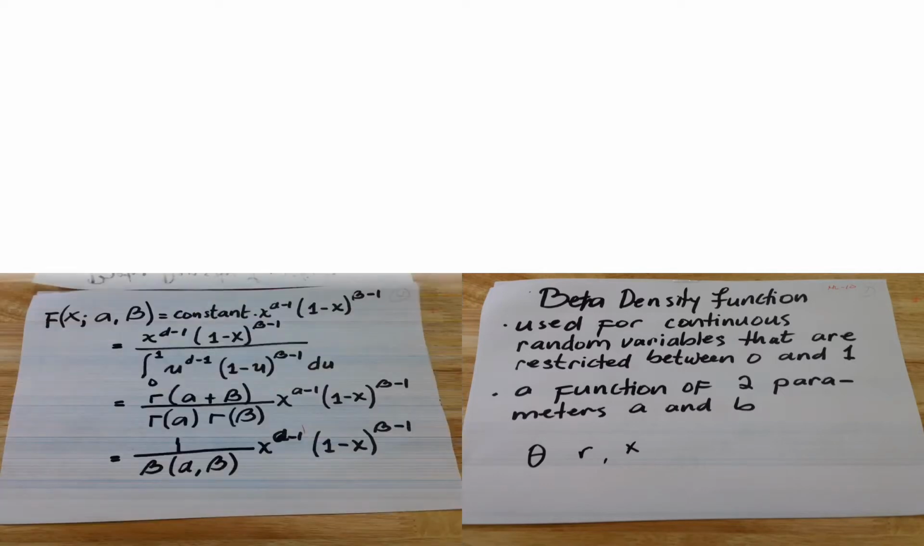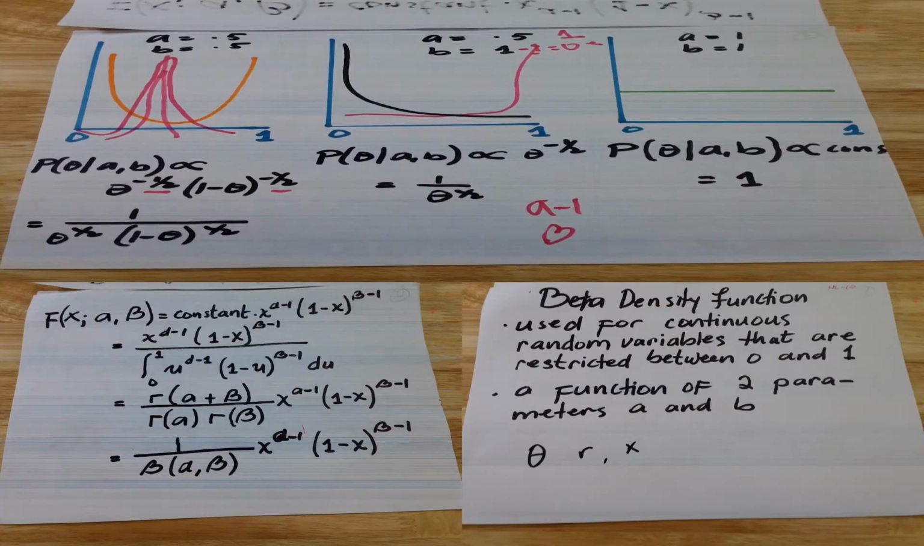We discussed that we can think of A minus 1 as the number of successes and B as the number of failures. We highlighted the fact that it is most commonly used in machine learning in modeling the uncertainty about the probability of success of a given experiment.